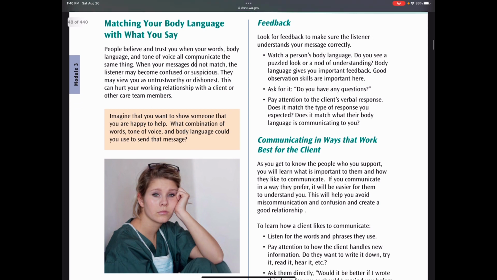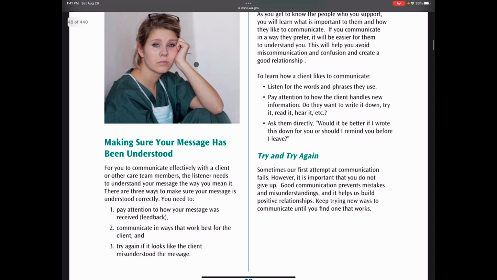Communicating in ways that work best for the client is good all the time. As you get to know the people you support, you will learn what's important to them and how they like to communicate. If you communicate in a way that they prefer, it will be easier for them to understand you. This will help you avoid miscommunication and confusion and create a good relationship. And you always try again if it doesn't work.